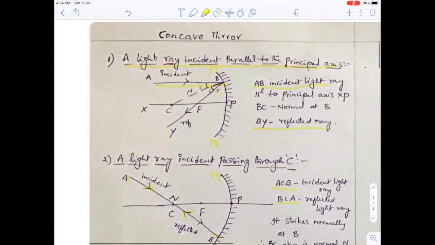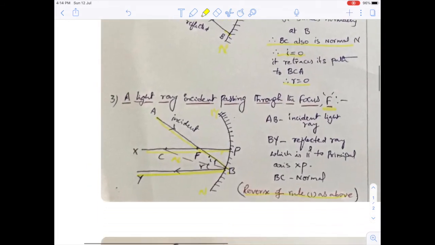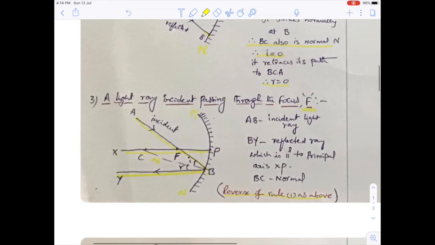Now when you closely observe this, this is exactly the reverse of rule 1 which we have discussed above. Here a light which is parallel to the principal axis is incident and the reflected ray passes through the focus. Now here a light which is passing through the focus is incident and the reflected ray will be parallel to the principal axis. So AB is the incident light, BY is the reflected ray which is parallel to the principal axis XP, and BC becomes the normal, any line passing through C.